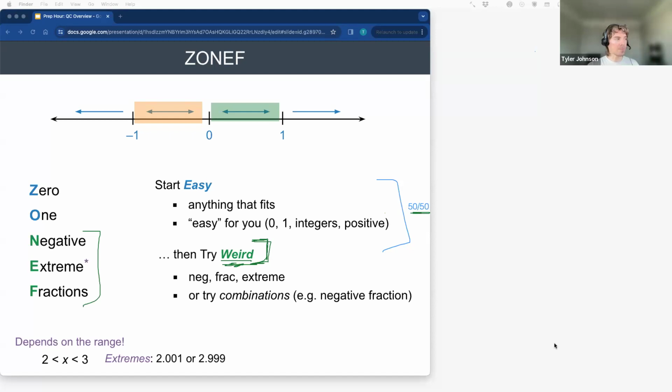So here's another problem. I want you all to try this one out and see if you can use what we just talked about regarding proving D and using ZONEF.